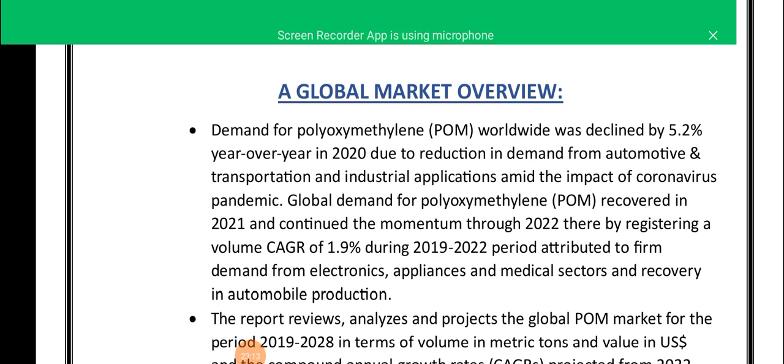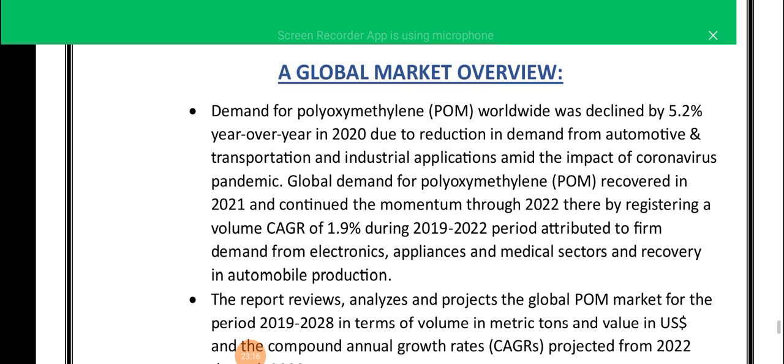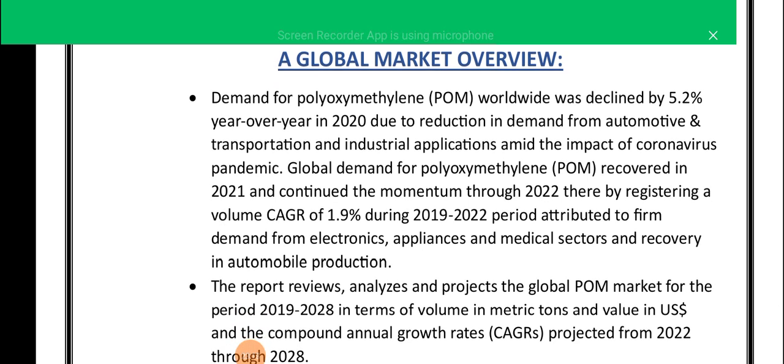Now we discuss the global market overview of polyoxymethylene. What is the demand of polyoxymethylene in this world? Demand for polyoxymethylene worldwide declined by 5.2% year over year in 2020 due to the decrease in the demand from automotive and transportation and industrial applications because of the impact of the coronavirus pandemic. As we had to face the lockdown during this pandemic situation, which reduced the use of transportation.